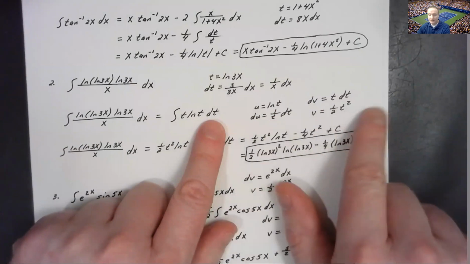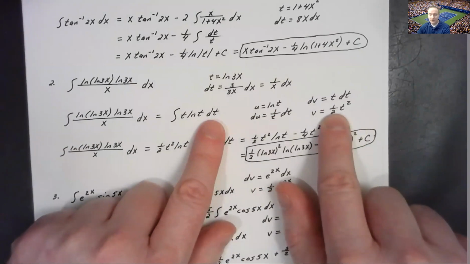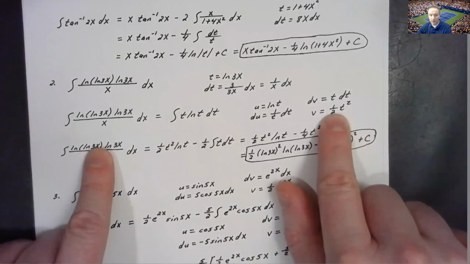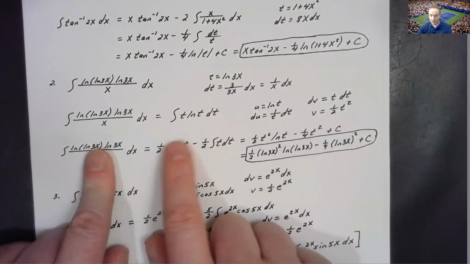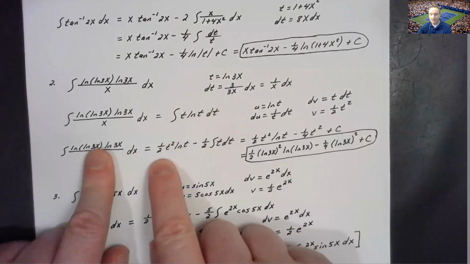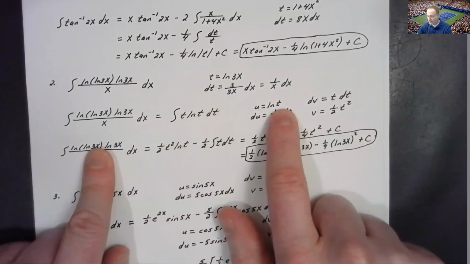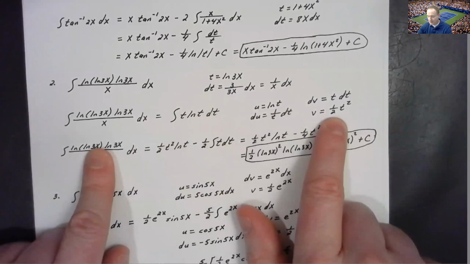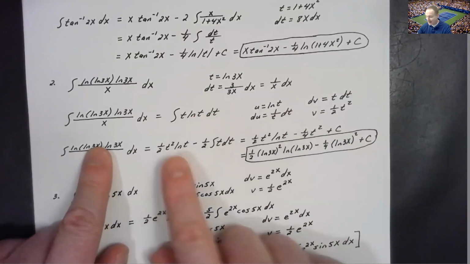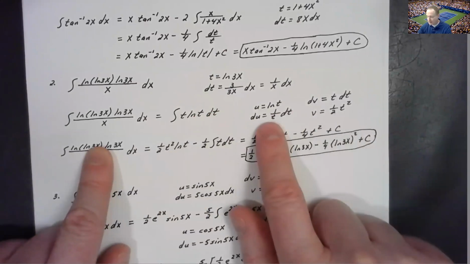If I integrate t over here, the integral of t is just power rule. You'd say it's going to be 1/2 t squared. So I can say then the original problem should equal u times v. That's going to be the natural log of t times 1/2 t squared, better written as 1/2 t squared natural log of t. And then it's minus the integral of v du.